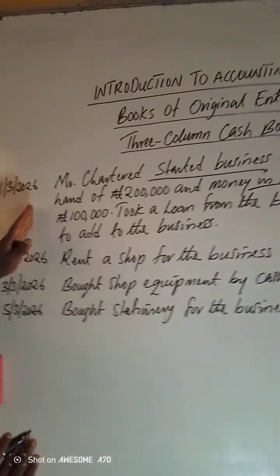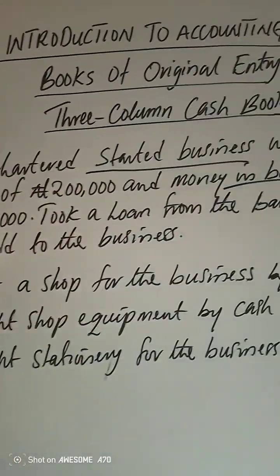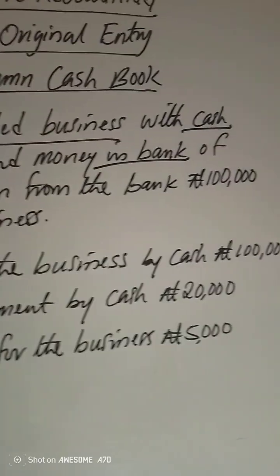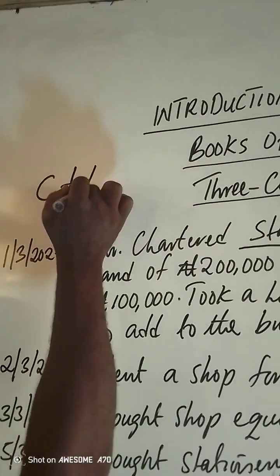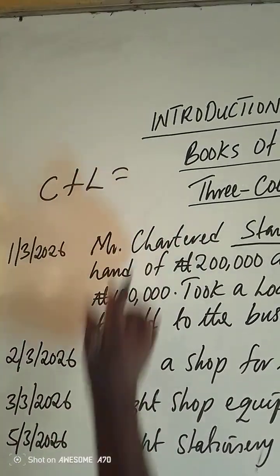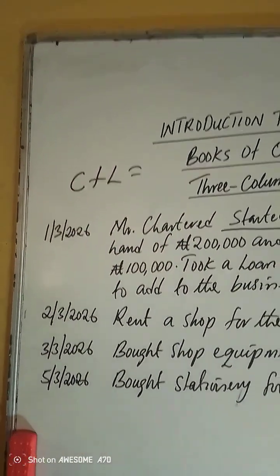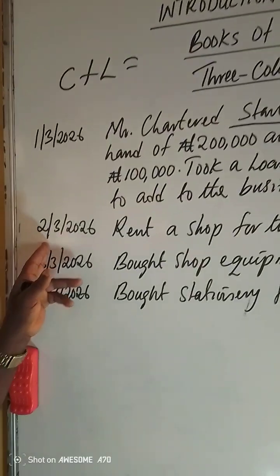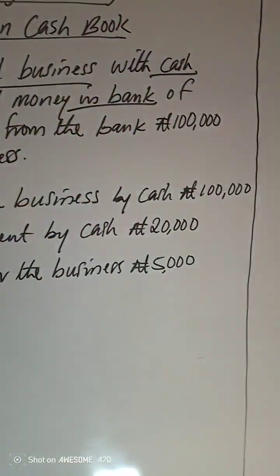So in this case, as you can see, it is clear that the opening transaction is trying to prove the accounting equation that says capital, which is the cash and bank, plus liability, which is loan, will be equal to the assets that the business will acquire as the business continues. Let's look at the second transaction. We are now saying rent a shop for the business by cash 100,000.